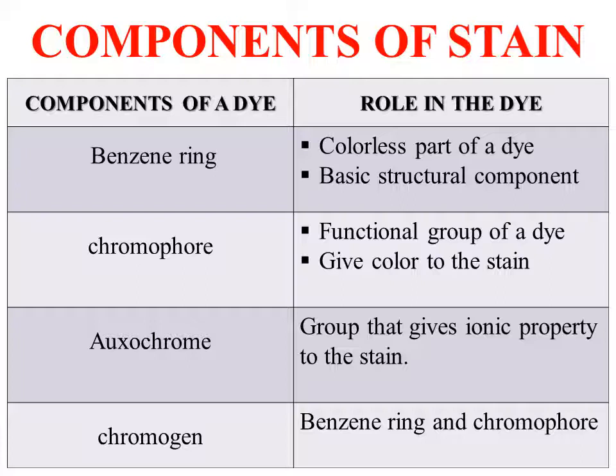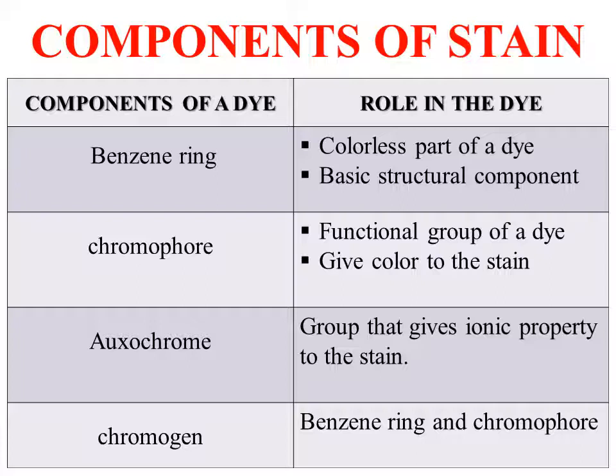And number two is chromophore. When I say chromo, it means color. So here chromophore means it is obvious that this part of the stain gives color to the dye. So chromophore gives color to the stain, and it also has the functional group of the dye. And number three is oxochrome.